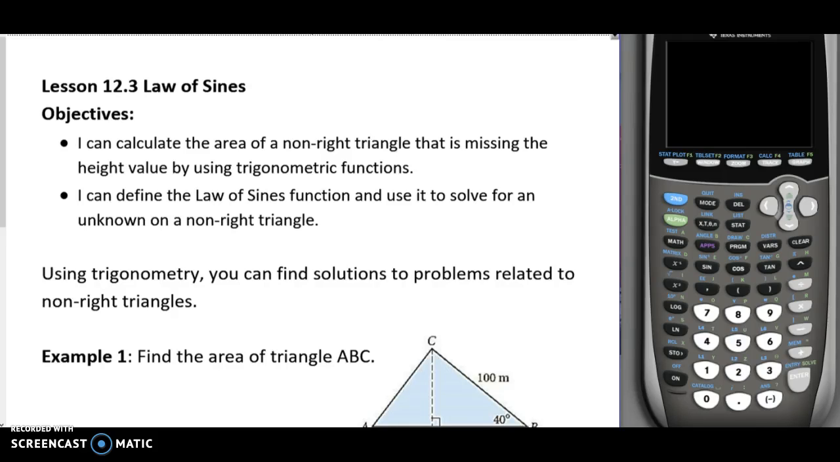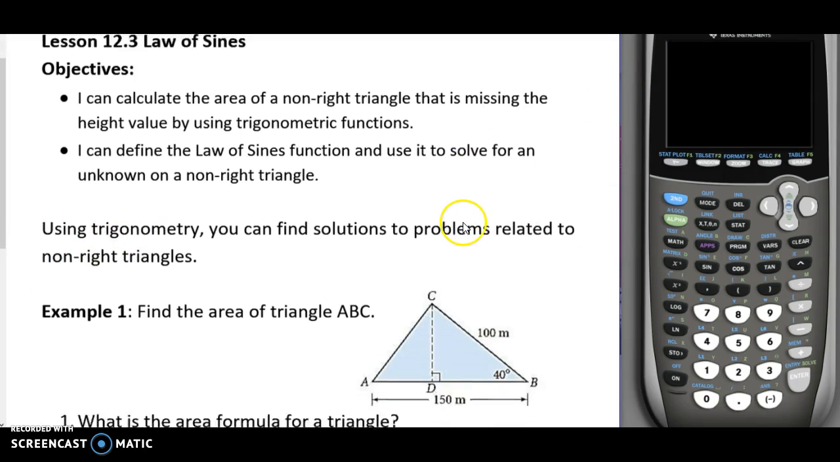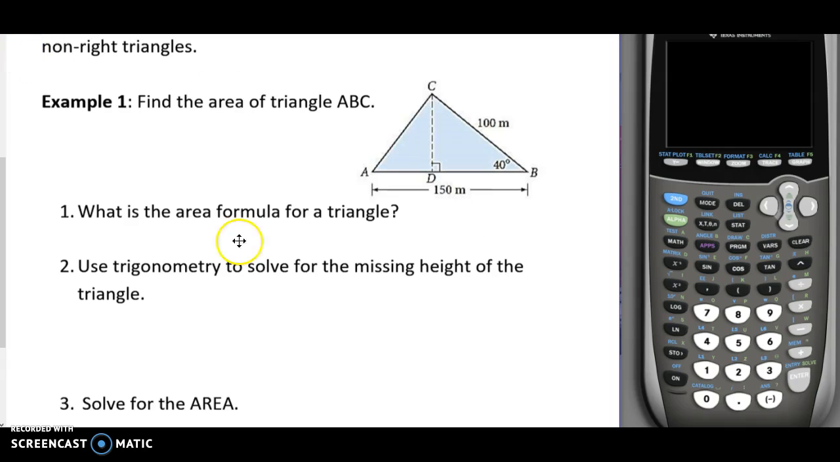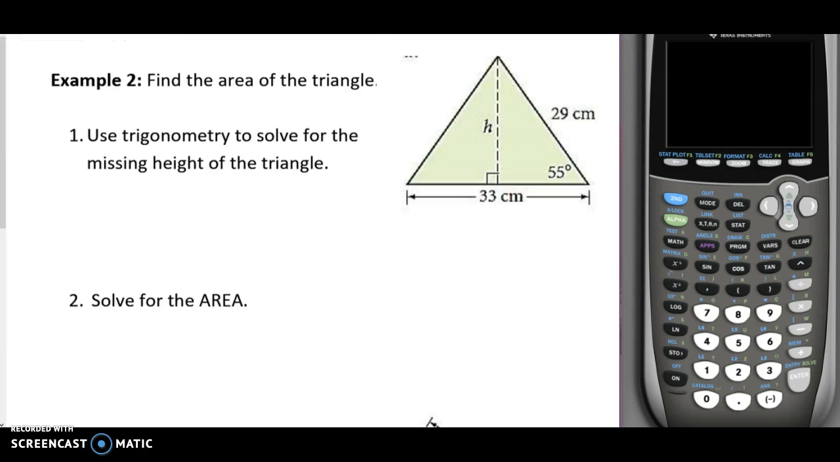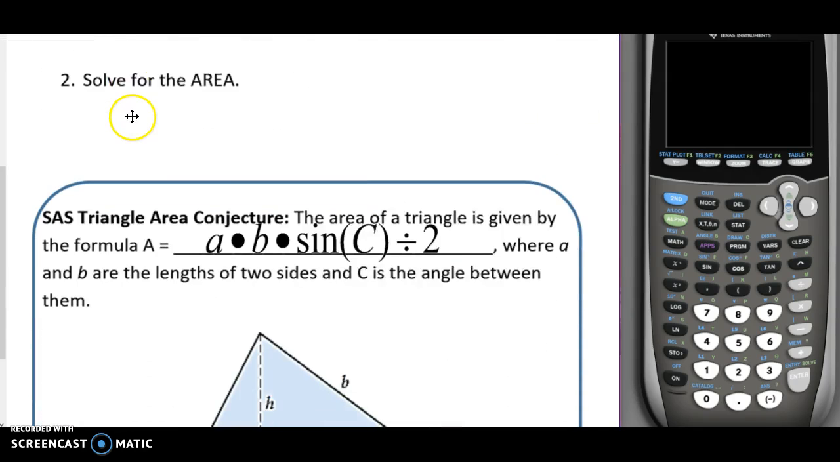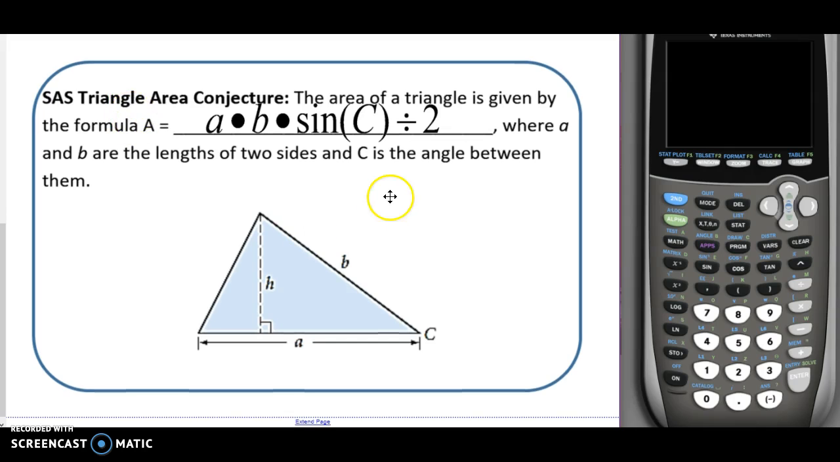Today we are going to talk about law of sines and using the SAS area conjecture to find the area of non-right triangles. So we're going to skip ahead because this is going to be the abridged version. We are going to do the examples, however I want to do the formula first. So please flip ahead until you reach the SAS triangle area conjecture in section 12.4.